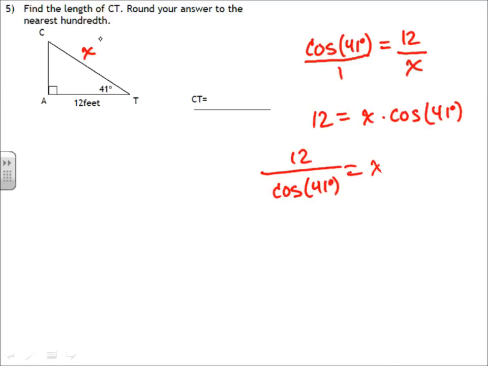When I evaluate that on my calculator, the answer that I get, 12 divided by the cosine of 41 to the nearest hundredth, is 15.90. Again, check with your calculator to make sure you're getting these values.